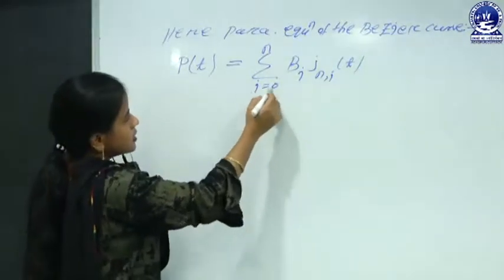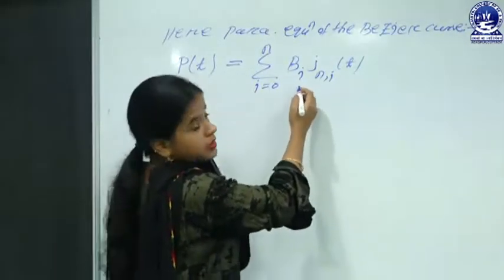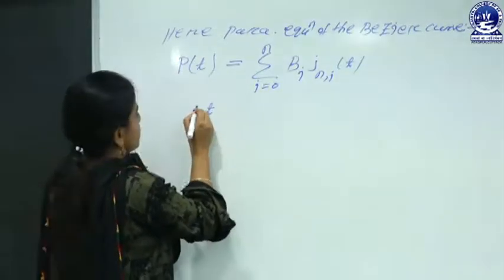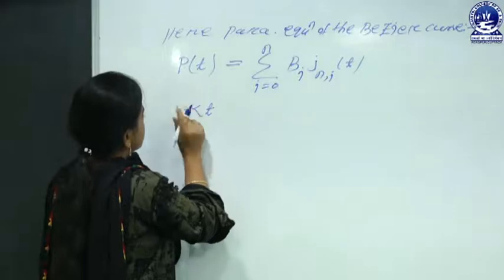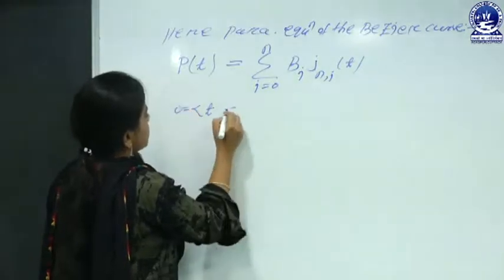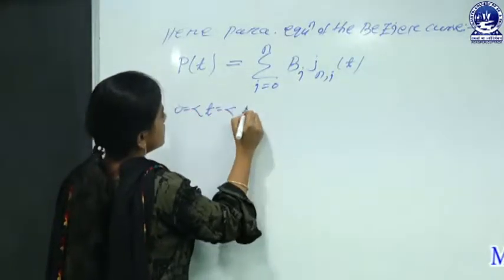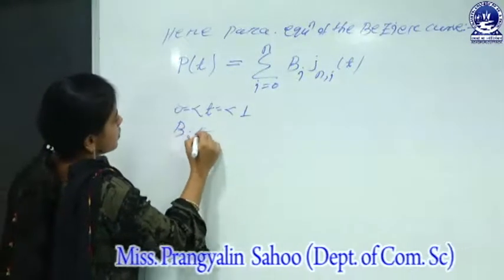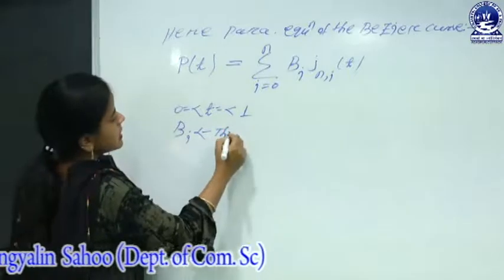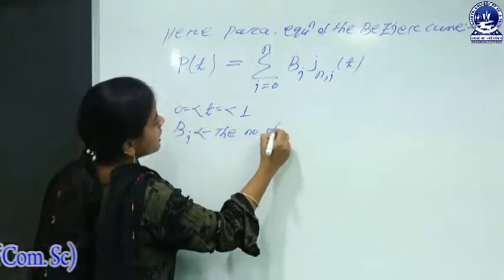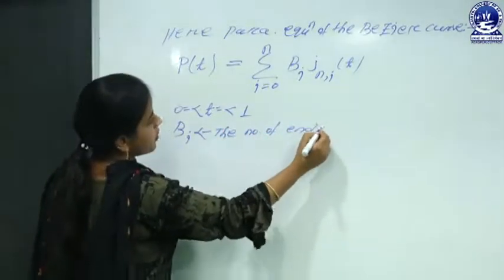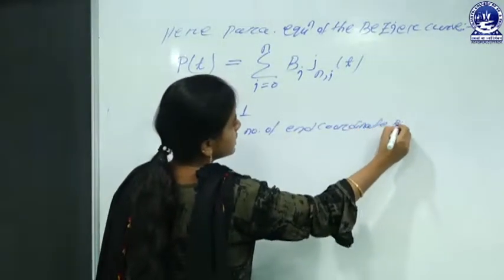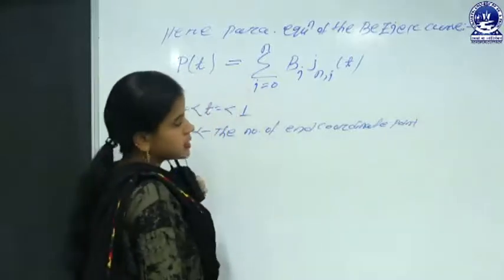And here the B i, that means the Bezier curve of the time quantum, belongs from time 0 to 1. Okay, 0 to 1. And the B i describes the number of n coordinate points. Number of n coordinate points.